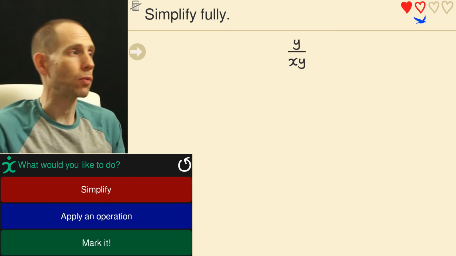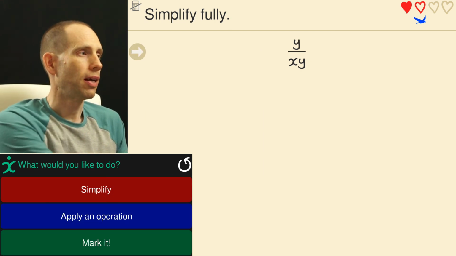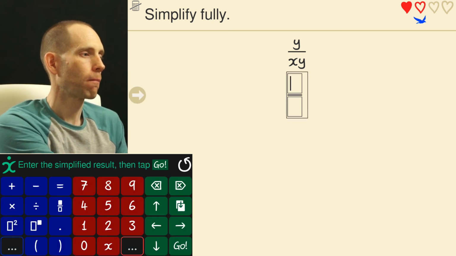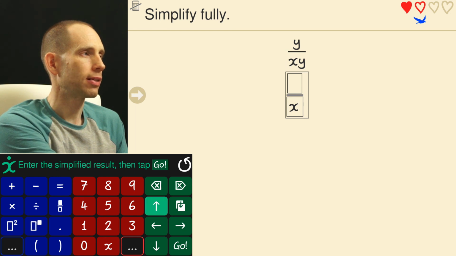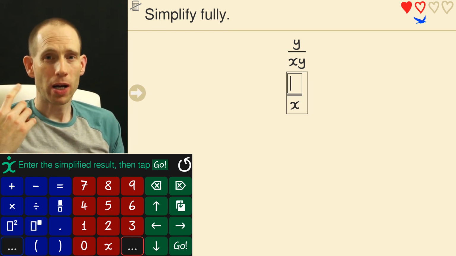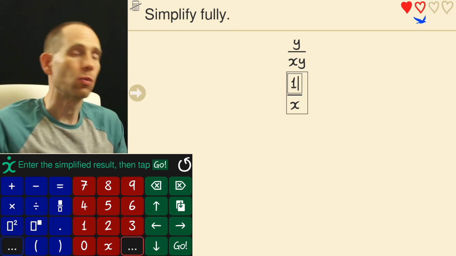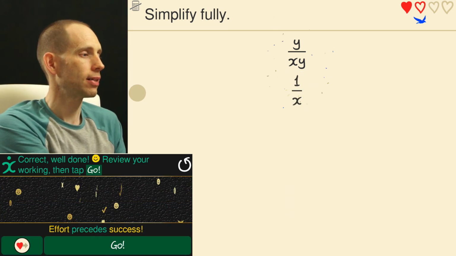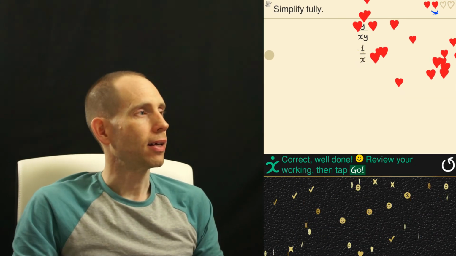Okay, so y divided by y is going to give me 1. And then the x is in the denominator, so I need x in the denominator, and y divided by y was 1, so that leaves me with the 1 in the numerator. Okay, so let's tap the progress button and move on from that section.